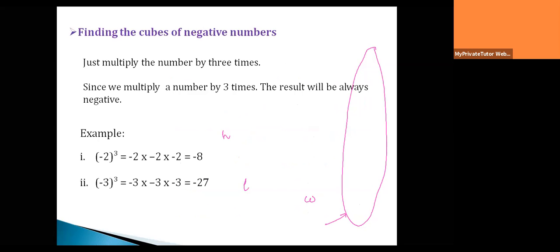Is it possible to find the cube of negative numbers? Let's try. Yes, it is possible. If you are finding a cube of negative numbers, in a similar way, we just need to multiply that negative number 3 times. But the only thing is, we'll always end up getting the answer in negative. Why? Let me explain.